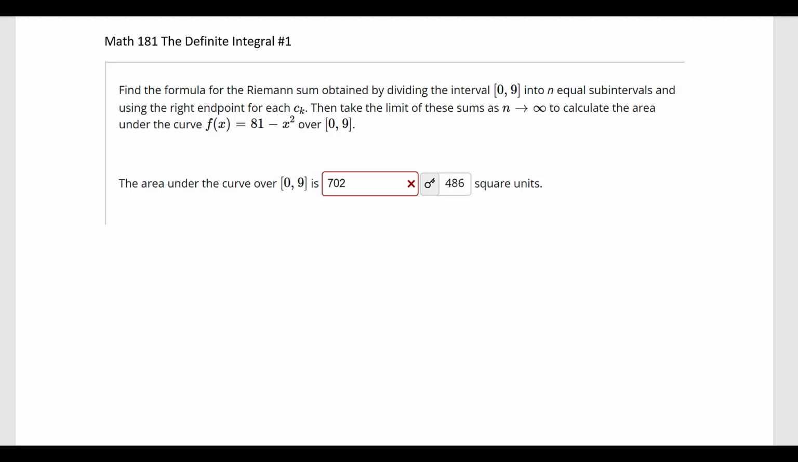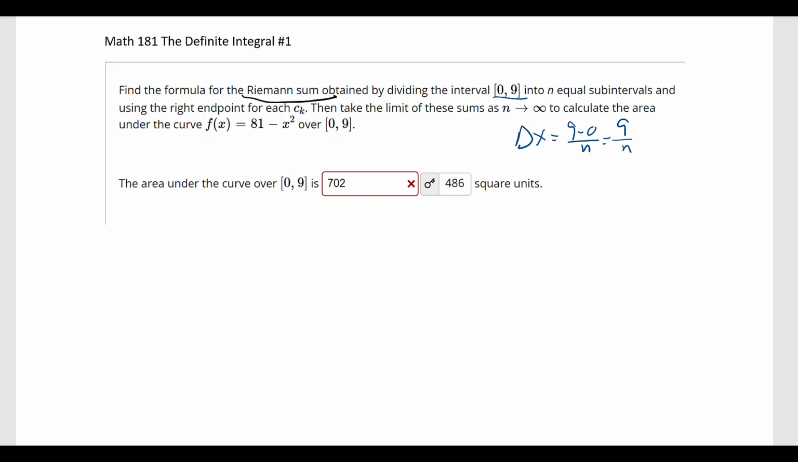For this problem, we are looking at finding the definite integral, but we're going to use the Riemann sum approach to do this. And the interval we're using is 0 to 9, so that just tells us our delta x is going to be 9 minus 0 over n, because it's n intervals, so 9 over n.